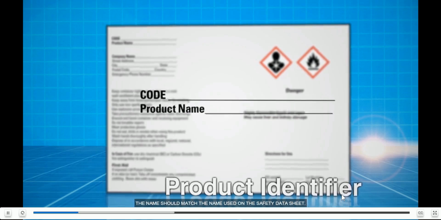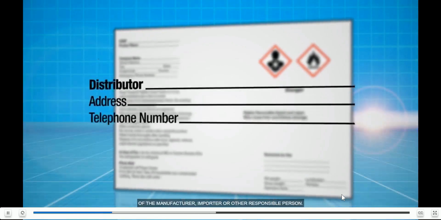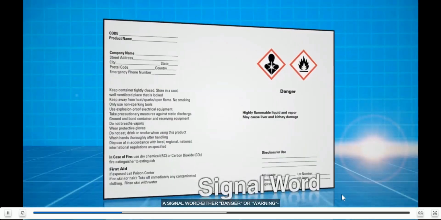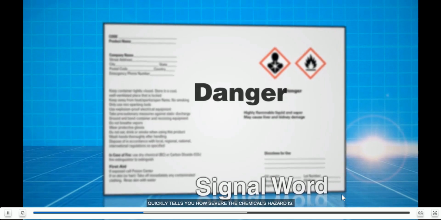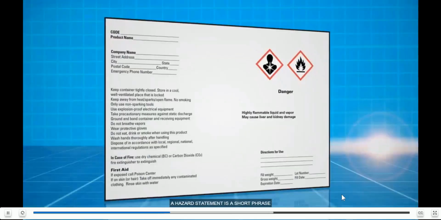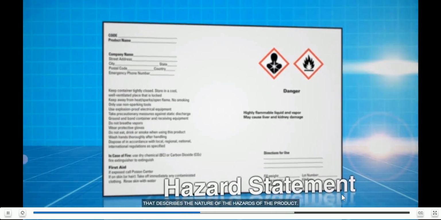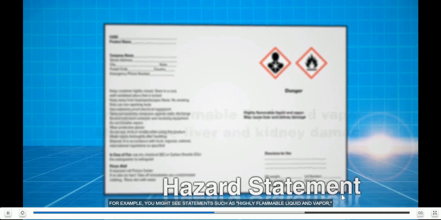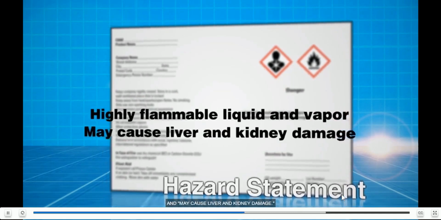Labels must provide the name, address, and phone number of the manufacturer, importer, or other responsible person. A signal word, either danger or warning, quickly tells you how severe the chemical's hazard is. Danger is for more severe hazards, warning for less severe. A hazard statement is a short phrase that describes the nature of the hazards of the product. For example, you might see statements such as highly flammable liquid and vapor and may cause liver and kidney damage.